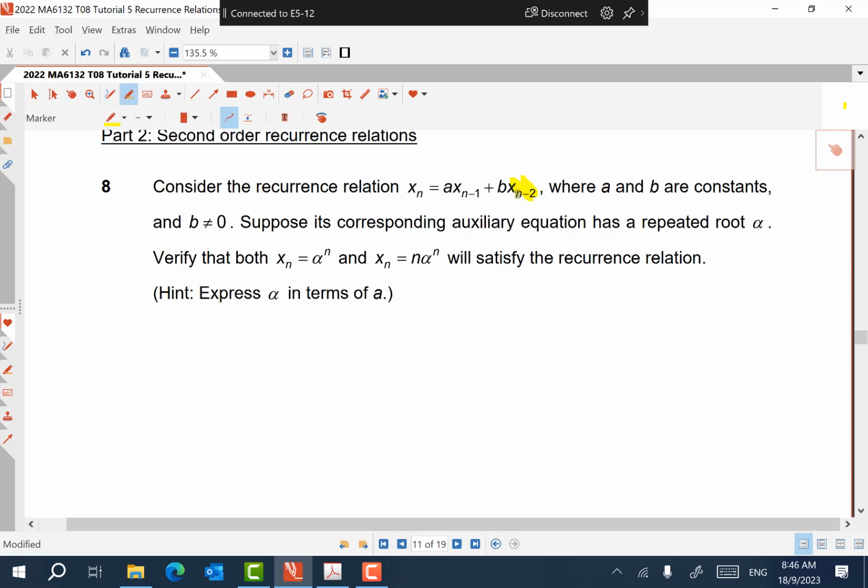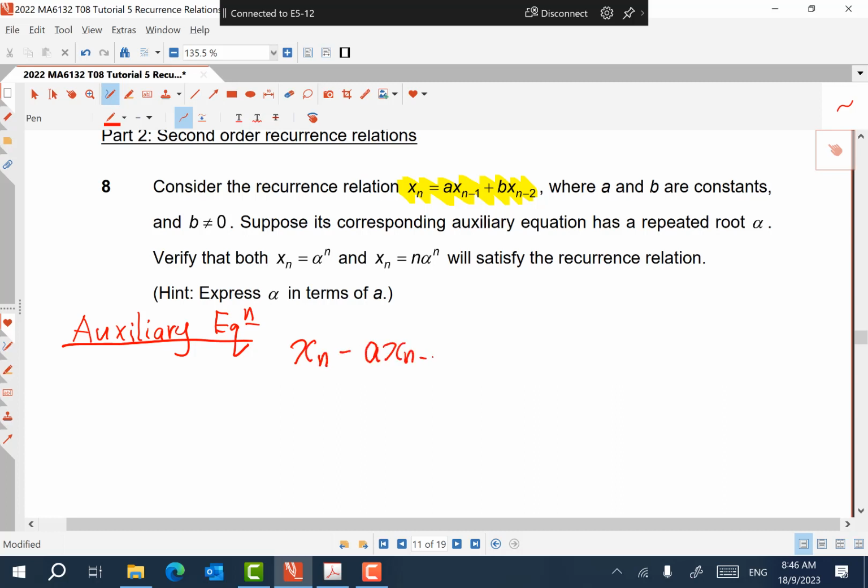You are given a recurrence relation like this. Class, I want to tell you about this thing called the auxiliary equation. How do you obtain the so-called auxiliary equation? Given a recurrence relation, you flush everything to the left. You flush everything to the left. And then your auxiliary equation is obtained like this, no?